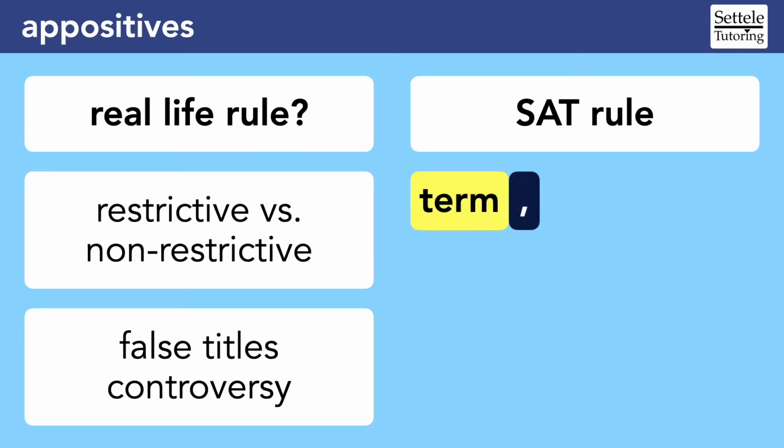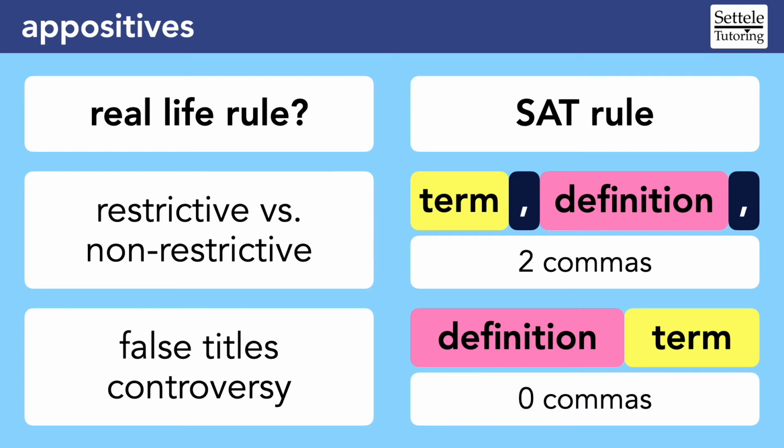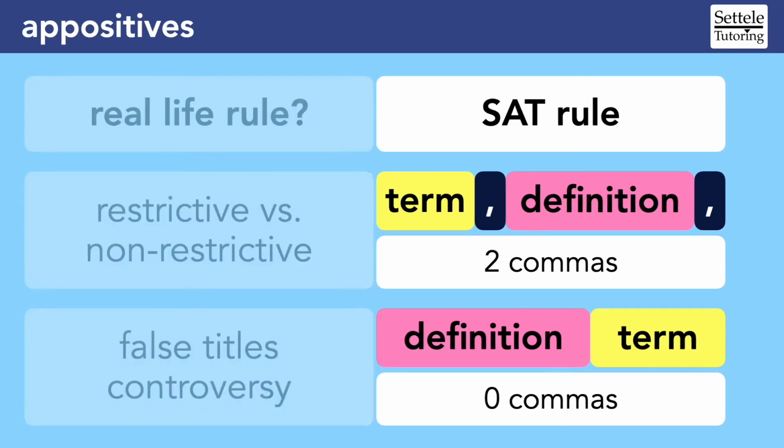If the term comes before the definition, then put two commas around the definition. But if the definition comes before the term, then we shouldn't use any commas at all. Of course, the SAT will offer you both options every time. Let's see an example of each version.